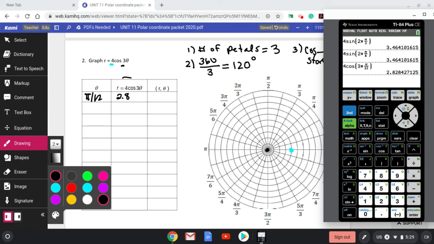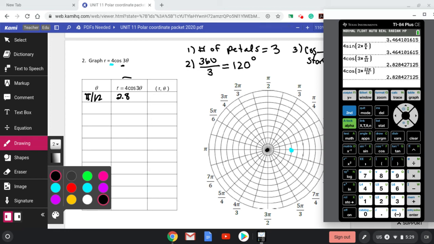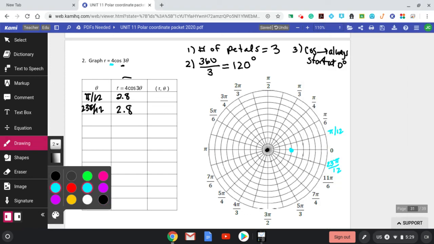Okay, and then if you do 23 pi over 12, watch what happens. 4 cosine, 3 times. Gotta delete that 3 out there. 23 pi over 12. 2.8 again. Okay, so at 23 pi over 12, it was 2.8. So to the left and to the right, we're going to graph 2.8. So 2 and a little more. Same thing over here. Okay, graph it in.